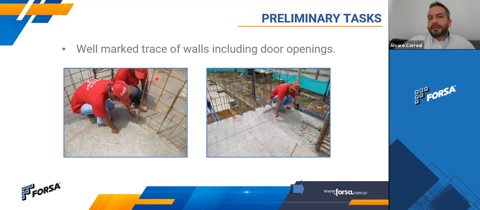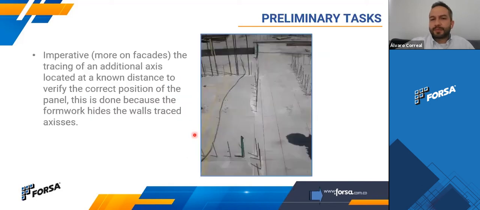After you check everything on the slab, you need to trace all the walls. So you trace the inside, outside of the walls, the door openings. In this picture, you can see that you can also have an additional axis like this one, because once you put the formworks here, this line is going to be covered, so you won't be able to see it. And with this line, you can check if these walls are aligned. You draw this line on a known distance, like let's say 30 cm, and then you check that each panel is at a 30 cm distance.